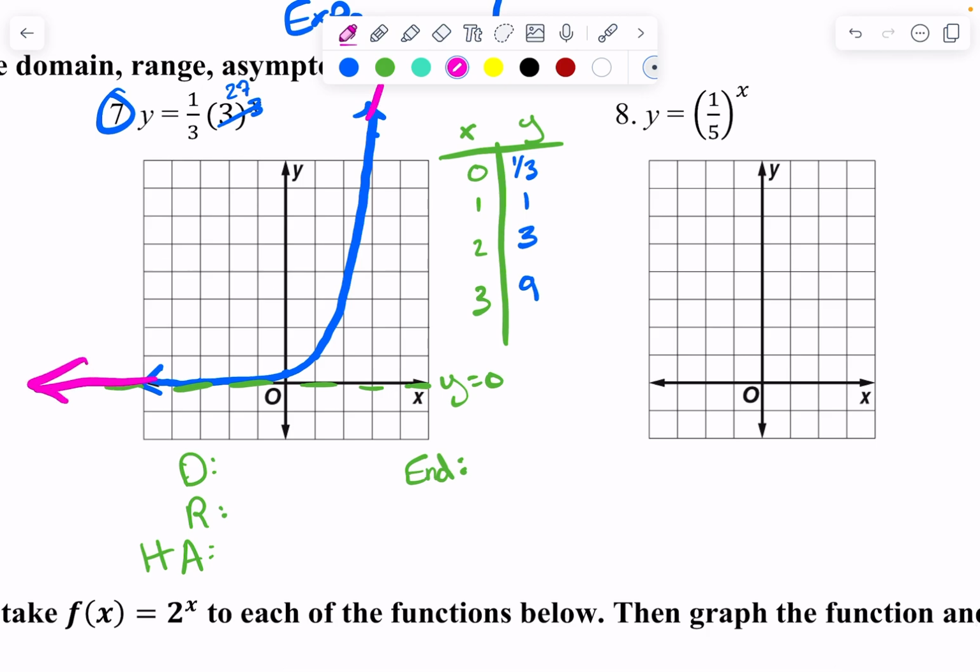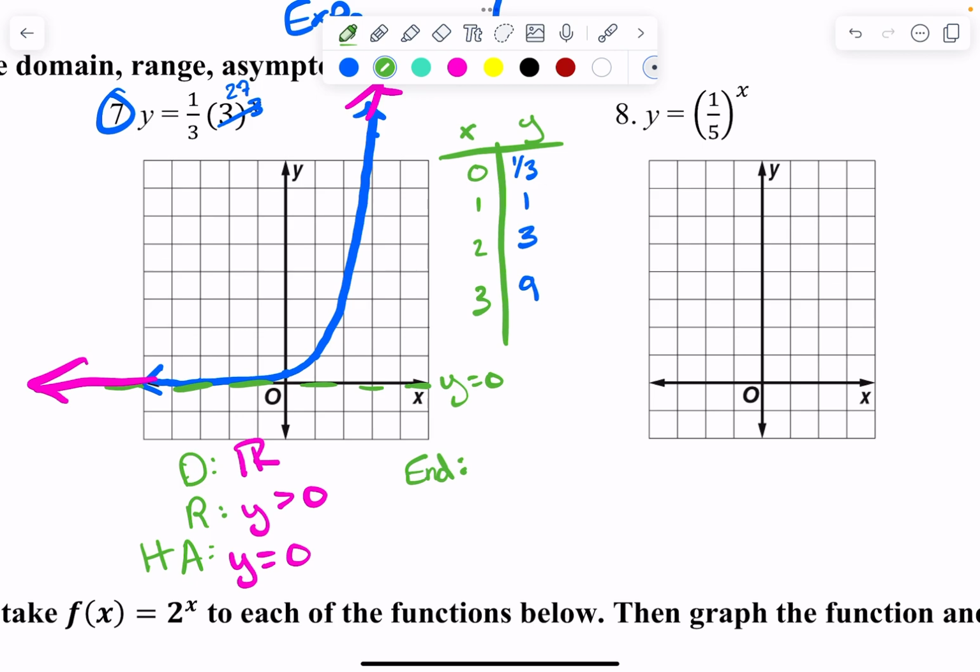Okay, so as far as domain goes, left and right, this function is going to go to the left forever. He's going to go to the right forever. So domain is going to be all reals. The range is up and down. He's going to go up forever, but he's not going to go down forever because he never crosses that asymptote. So the y values are going to be greater than, not equal to 0, because he doesn't touch that dotted line. Your horizontal asymptote is at y equals 0.